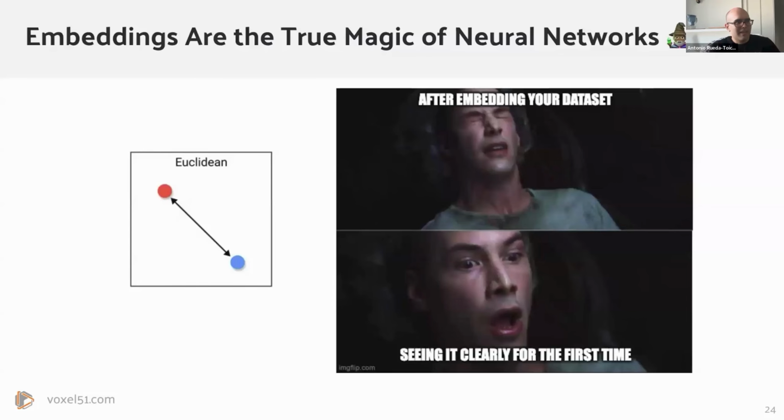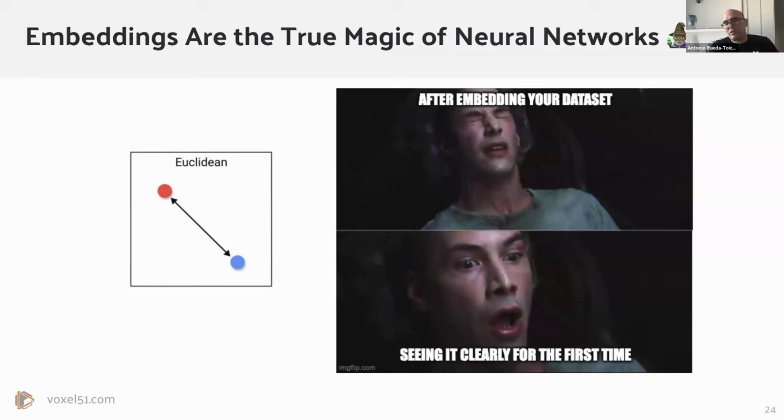So this is a slide that I stole from Paula. I really love it from her presentation. When we embed a dataset, we're really able to see it clearly for the first time. When we put it somewhere in this space and the network has been trained correctly, then we can do many, many interesting things, both by fine-tuning the embeddings, by manipulating the embeddings, and also by using this as input features for other machine learning models.